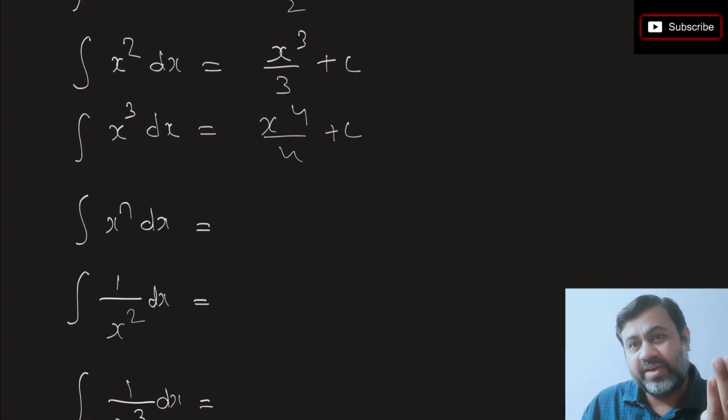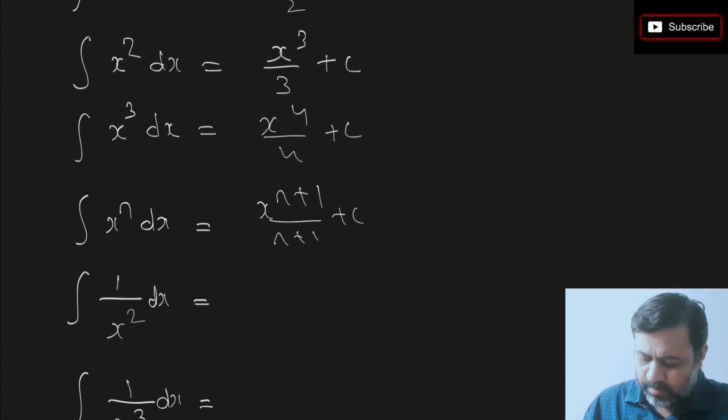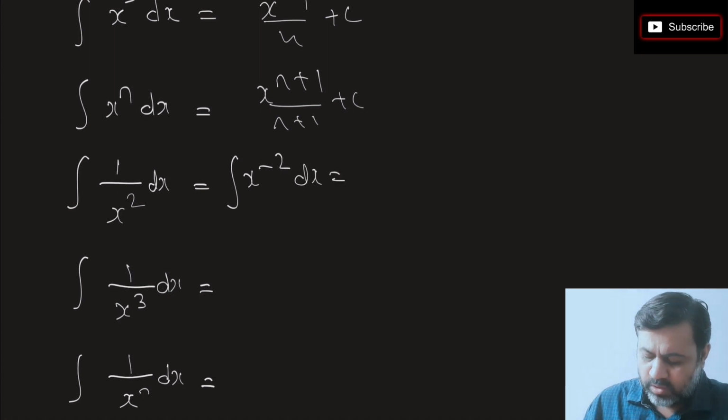In differentiation we were decreasing the power, here we are increasing the power. x power n plus 1 by n plus 1 plus c. Now 1 by x square, same thing. First thing I do here is, I just write x power minus 2. Now we apply the formula, minus 2 plus 1 will be minus 1, upon minus 1 plus c.